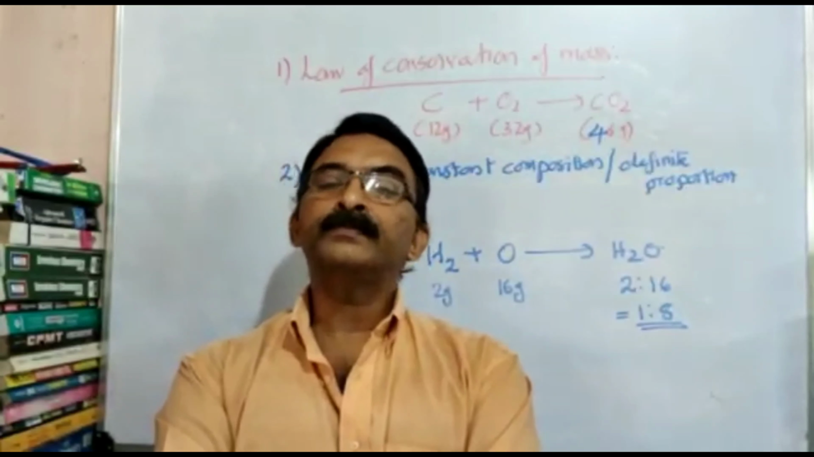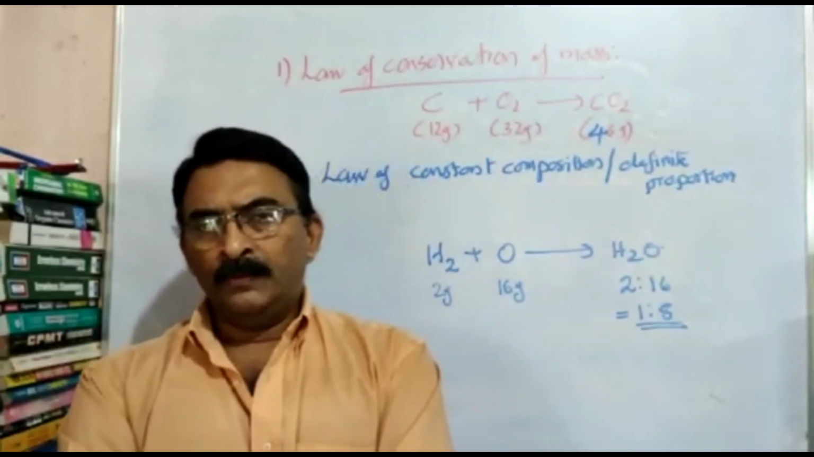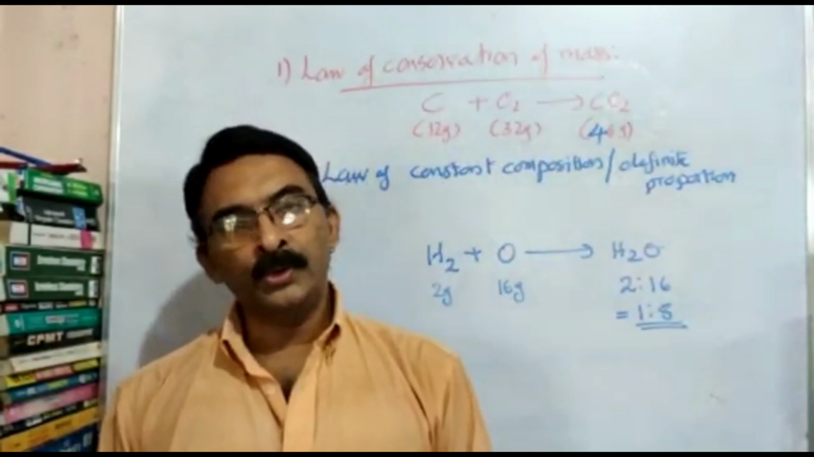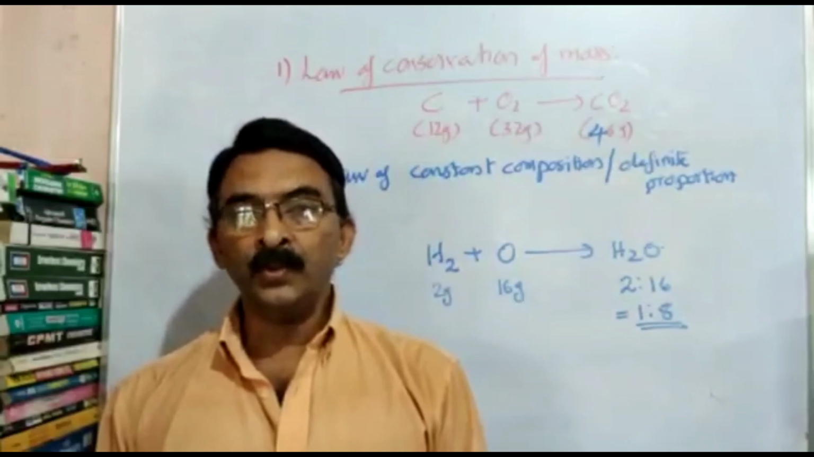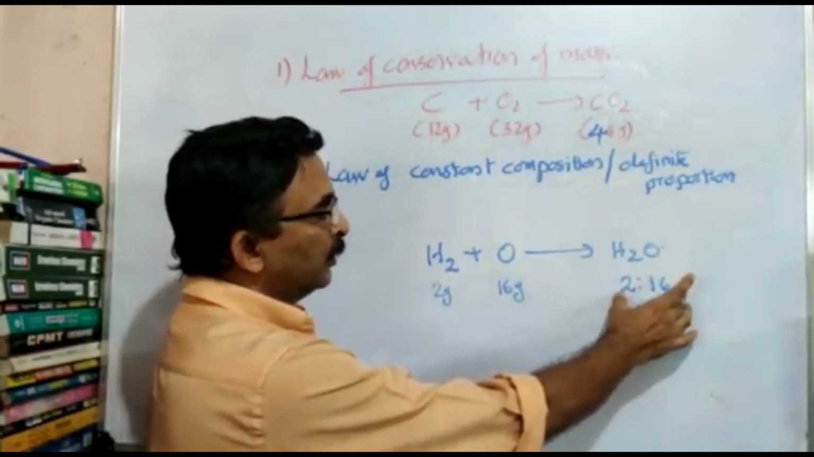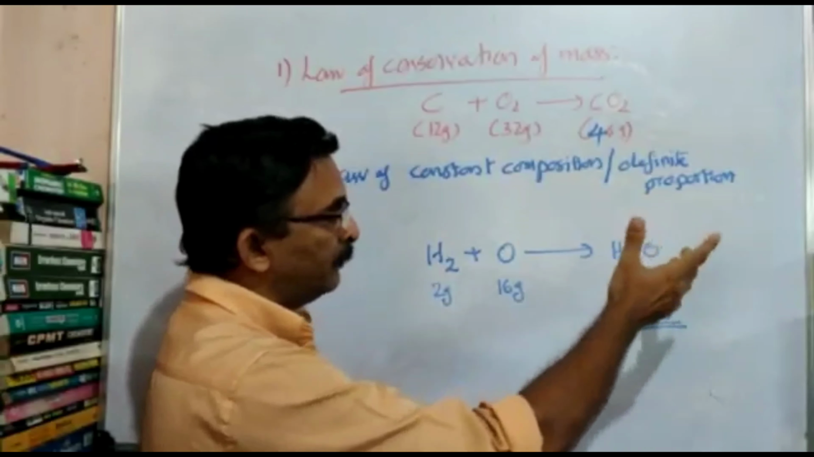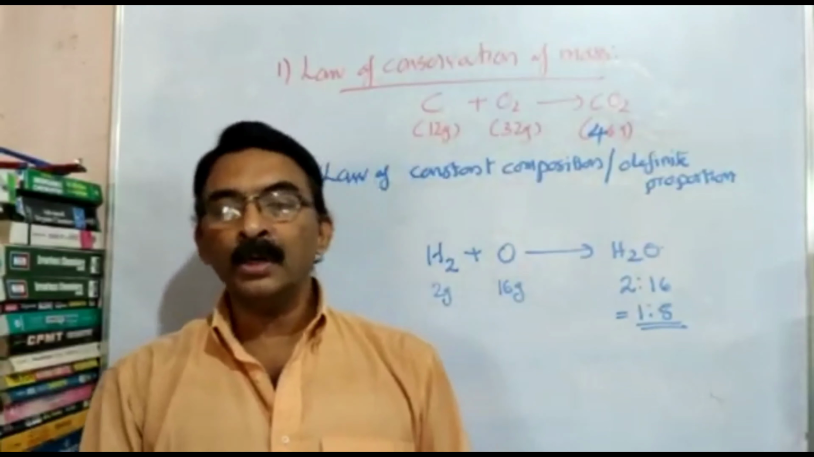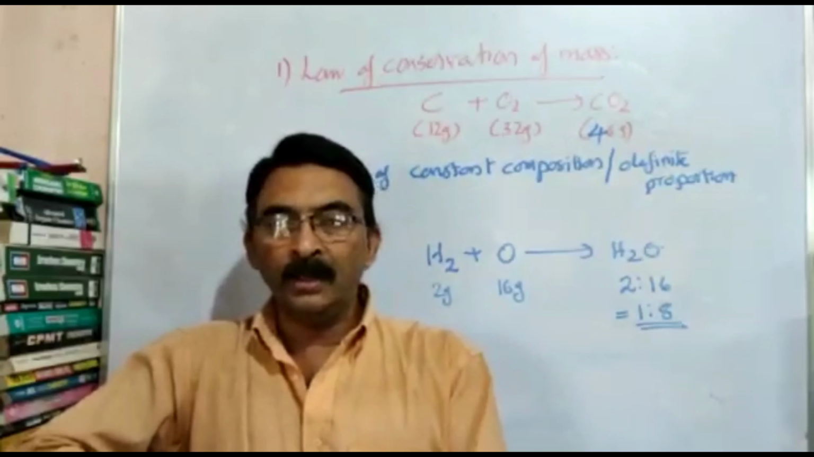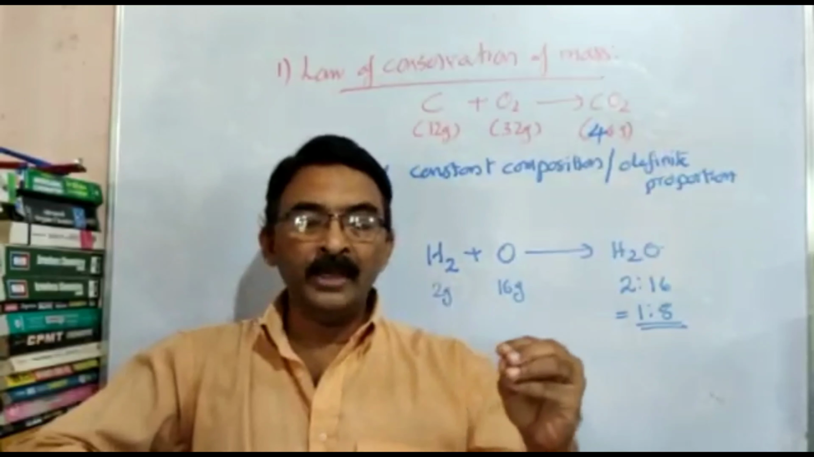For example, water. Water always contains hydrogen and oxygen in the mass ratio 2:16 or 1:8. We know 2 gram hydrogen combined with 16 gram oxygen. So the water will be having this 2 gram there, this 16 gram there. So the mass ratio will be either 2:16 or 1:8. That ratio will not be violated, whatever be the way you prepare it or whatever be the way you isolate it.